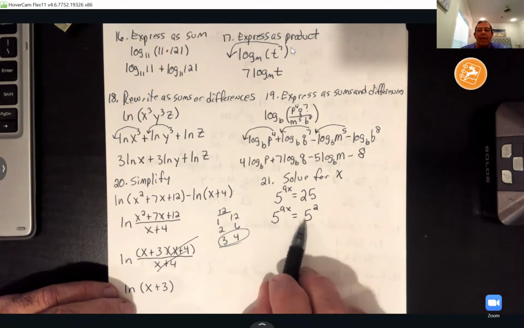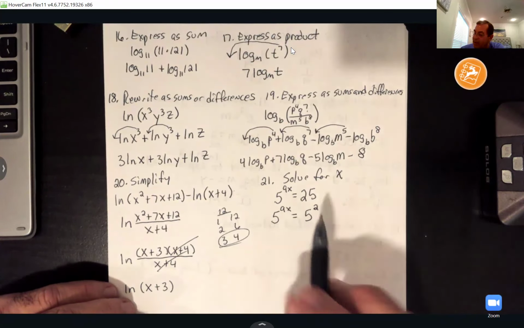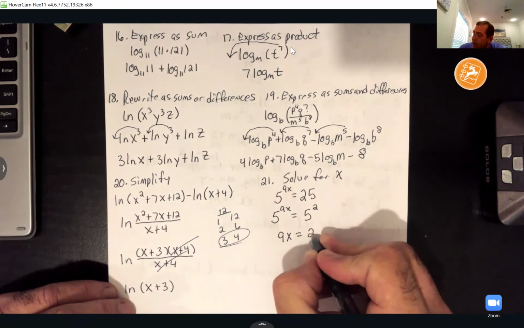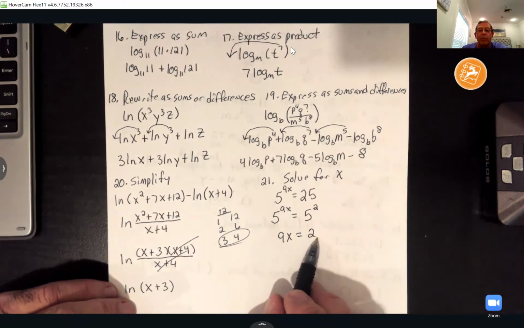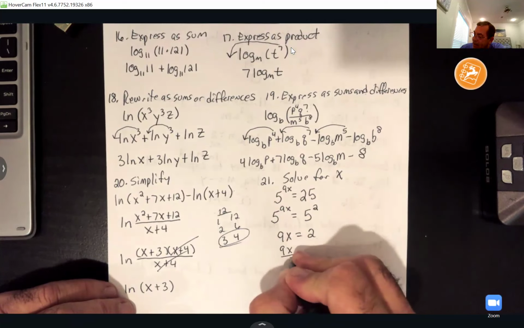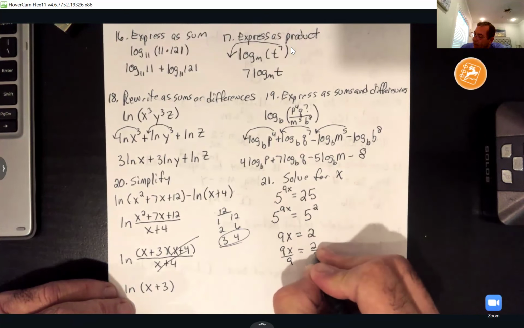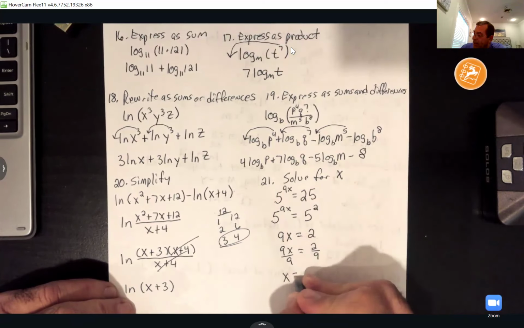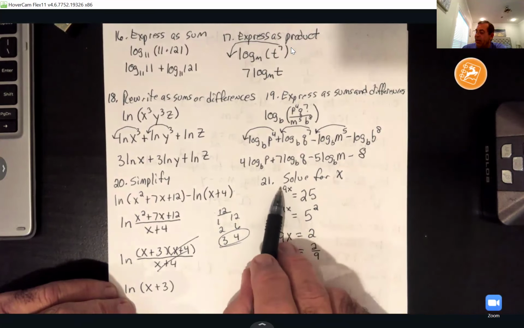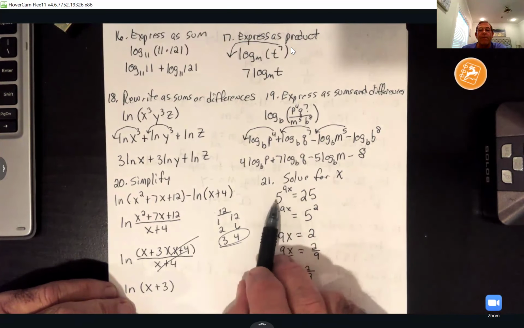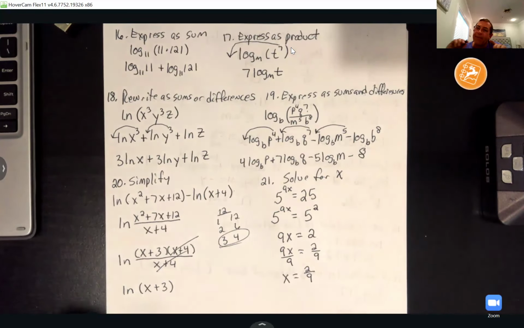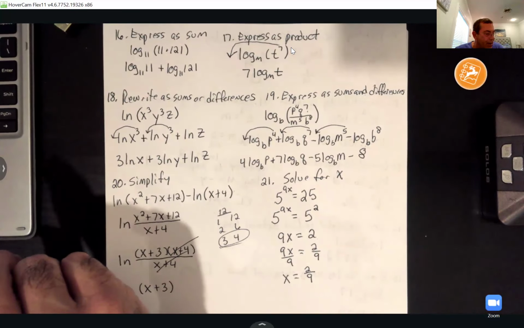So remember, at this point, my bases matched. If the bases match, that means we have to set the exponents equal to each other. So this 9x equals 2. Now, solving for the x, we're going to divide by 9. So that cancels, and I get x equals 2/9. So if you put the 2/9 here, the 9's cancel, and you're left with 5 squared, which is 25. So these have to work out when you put them answers in, okay?